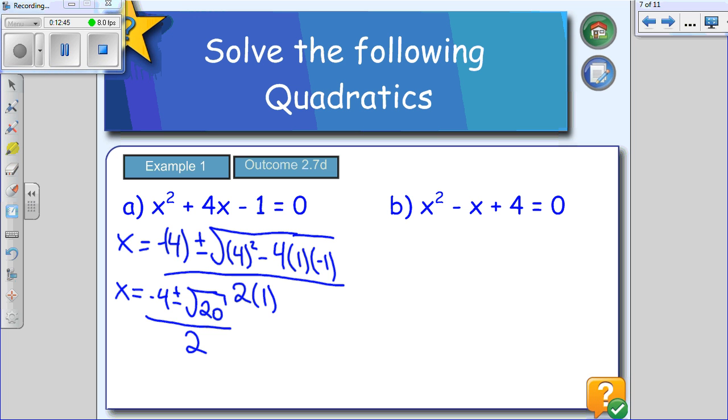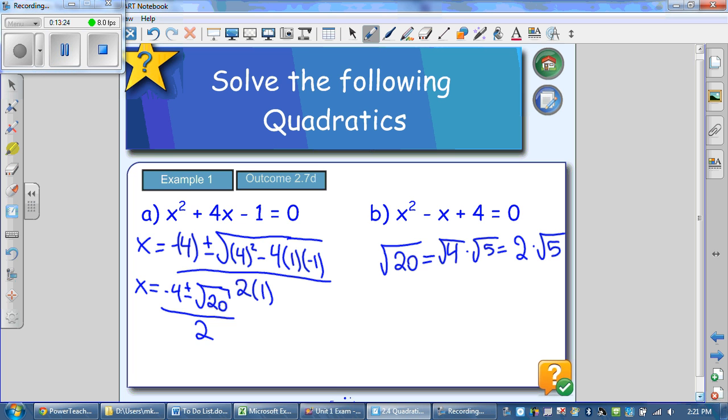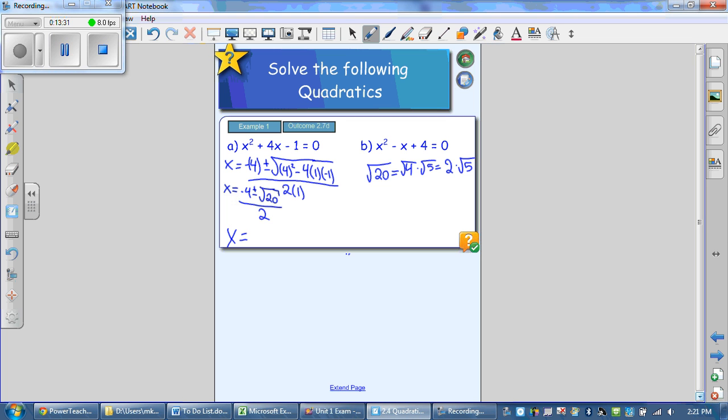The square root of 20 doesn't come out to a nice number. So what we need to do is simplify that radical. So right now we have the square root of 20. If you simplify it, it becomes the square root of 4 times the square root of 5, which is just 2 times root 5. So we'll change that to be 2 root 5. So it becomes x is equal to negative 4 plus or minus 2 root 5 divided by 2.